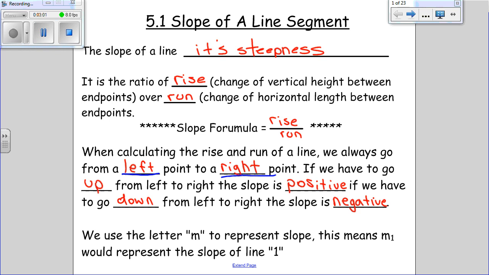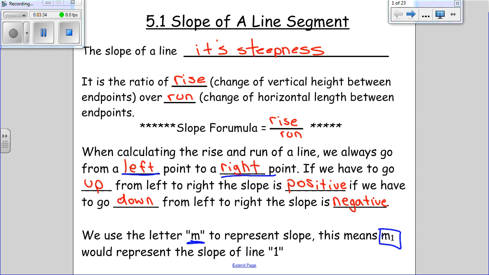The last thing before we really jump into it is that we don't write slope very often. Mathematicians are lazy people. So instead of writing slope all the time, they use the letter M. M means slope. And then they'll put a little subscript to tell you what they're talking about. So if they did something like M and then a little tiny 1, that means the slope of line 1. That's how you're going to see it.